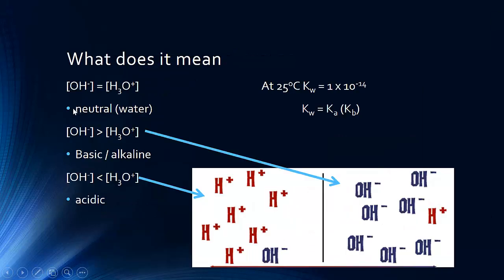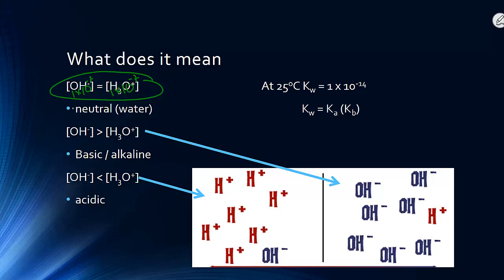When it comes to pure water, at 25 degrees Celsius, if you have pure water, that means you have an equal amount of hydroxide and hydronium. That means the water is neutral, and those values are the same. And as long as it's pure water at 25 degrees Celsius, it's 1 in every 10 million water molecules.